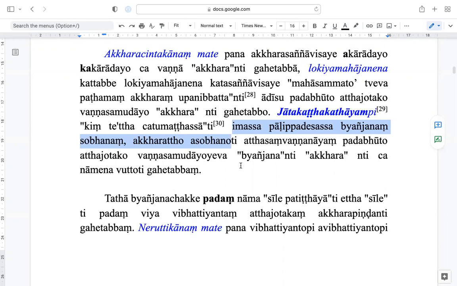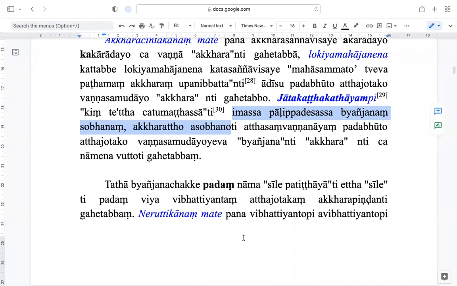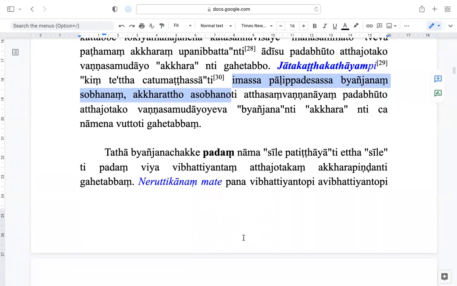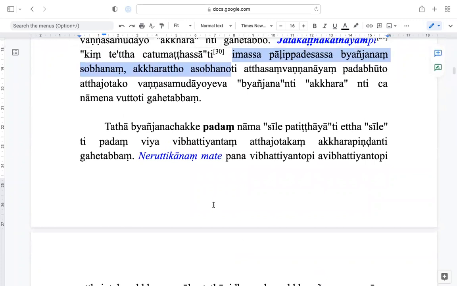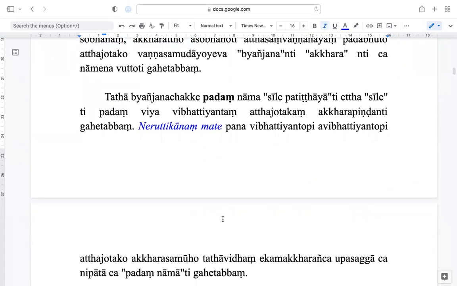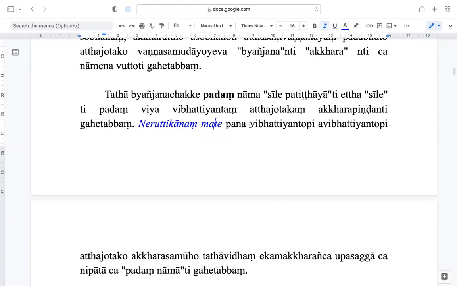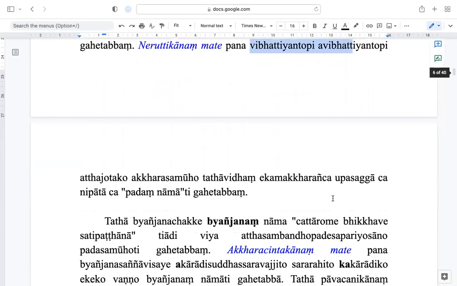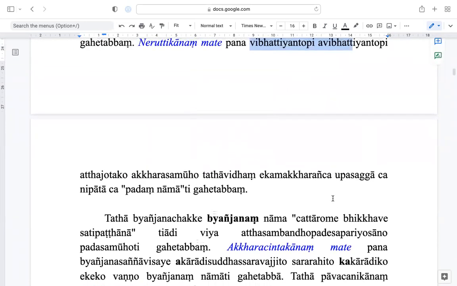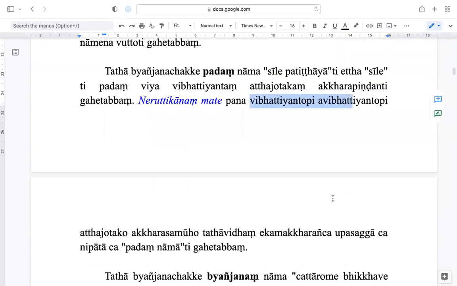Okay, thank you, Sayadaw. And the last question is about the last sentence from last time. I think it was Niruttikanang mate pana and so on. And in that sentence, we have the word Tatha Vidang. What is that word? What does it mean?